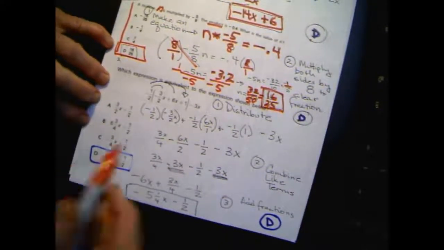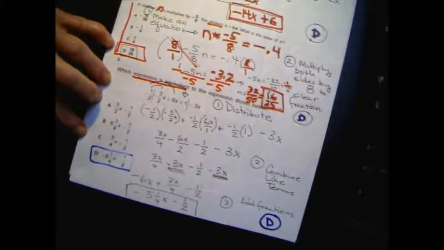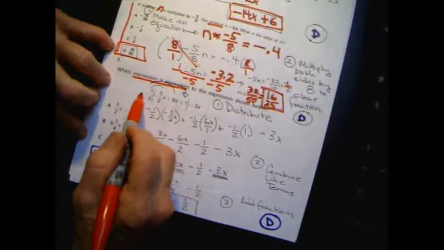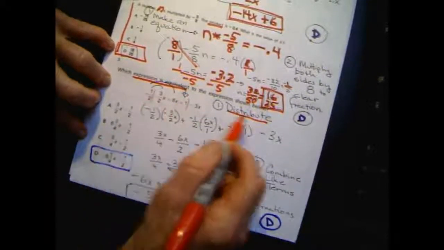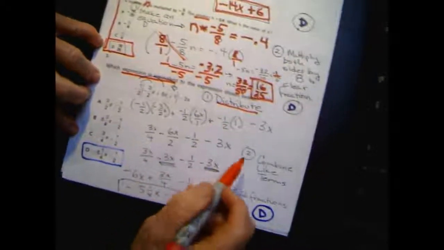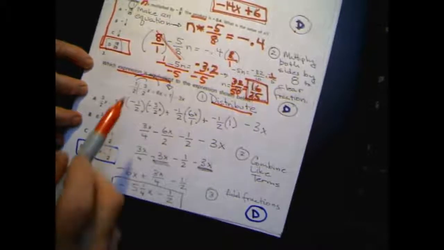So all you really need to do, and it says which expression is equivalent to the expression below. So I know that I have a -1/2 on the outside. I have to distribute it to each element and then combine like terms. So when I distribute it, it looks something like this.